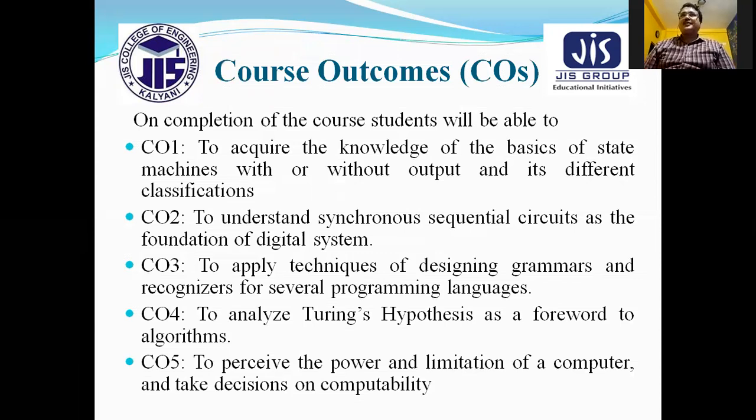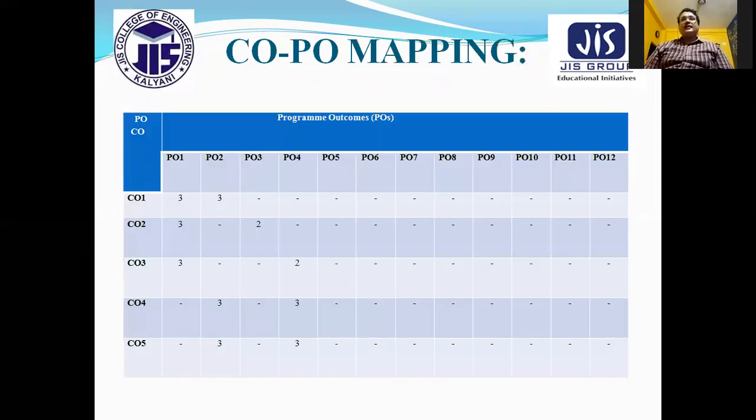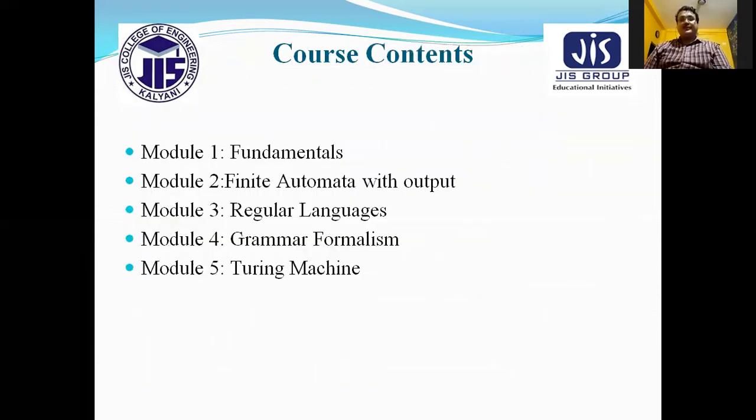As you know, after completion of the course, we can get the machine with and without output. Already we know that we have covered module 1. We can also get the idea about the different languages, the perceived power and limitation of computer, and take decision on computability. So these are the things present in the course outcomes, and I assure that after completion we will be aware of all of them. This is the CO-PO mapping of your course outcomes with the program outcomes. Now these are your course contents.